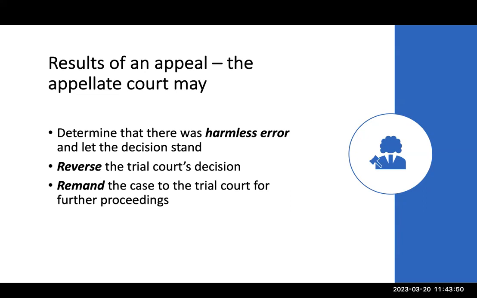So, for example, if a conviction was thrown out because of the admission of inadmissible evidence, a typical result of the reversal would be to send the case back to the trial court to actually be retried, this time without the improper evidence.